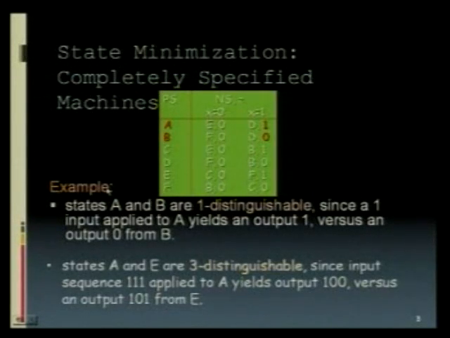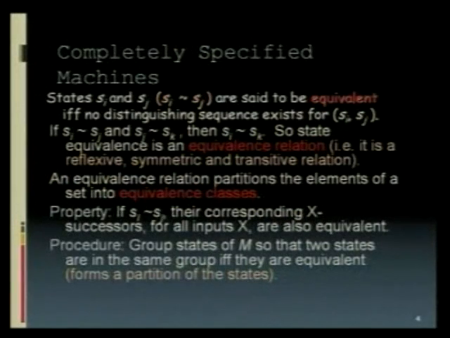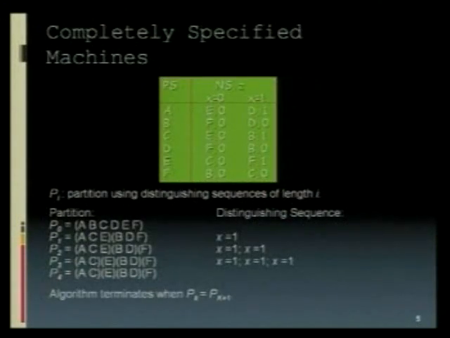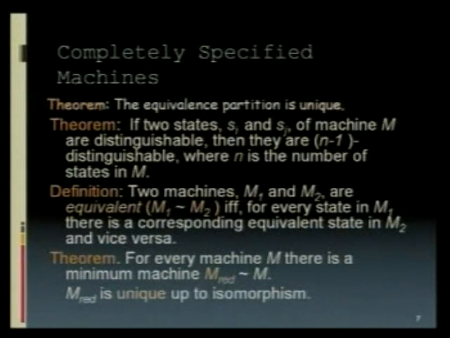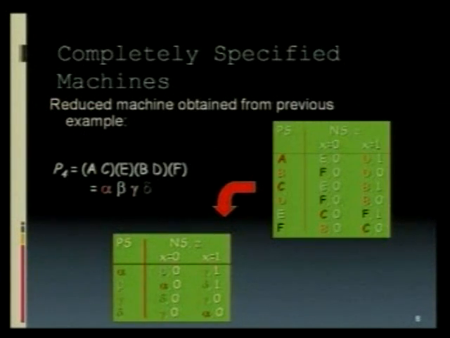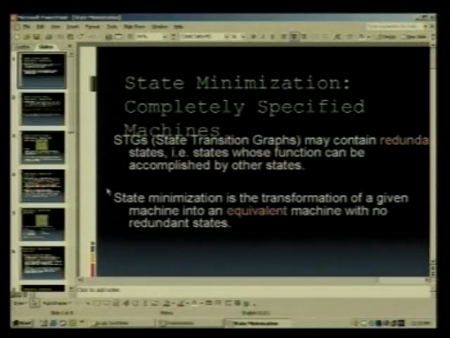These are the examples for completely specified machines, and what a completely specified machine is, I have told in the slide. We use the same example that I just solved here, and here the algorithm is mentioned. These are some theorems about completely specified machines, and this is another example. That's all for logic synthesis.